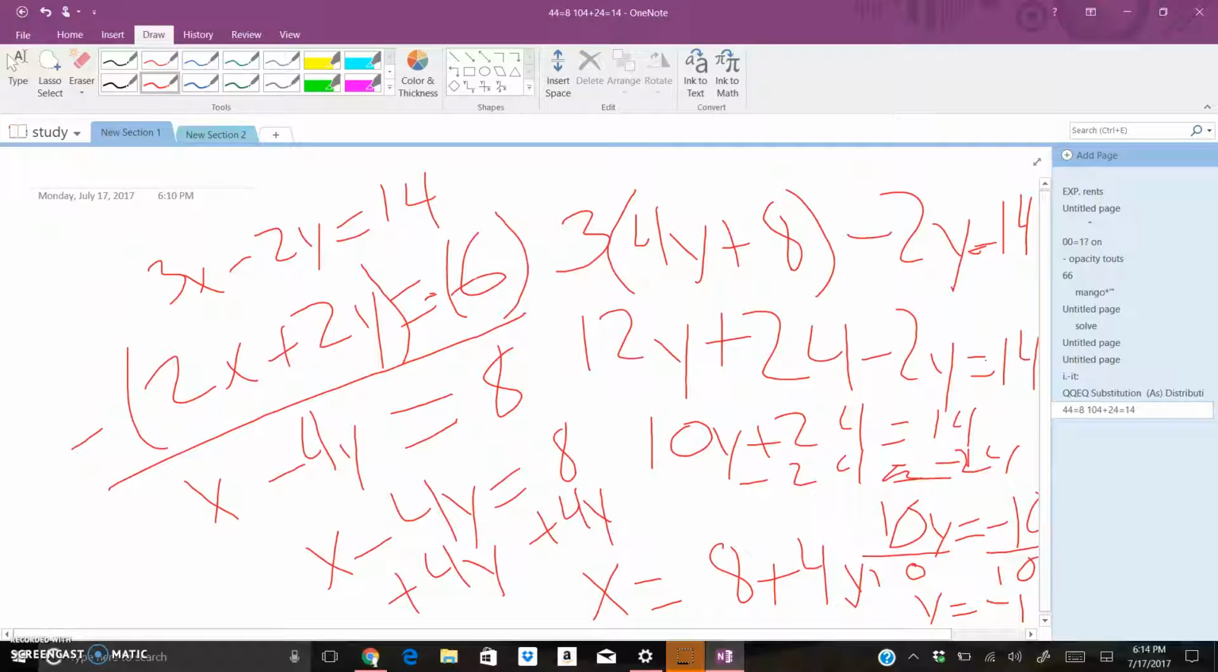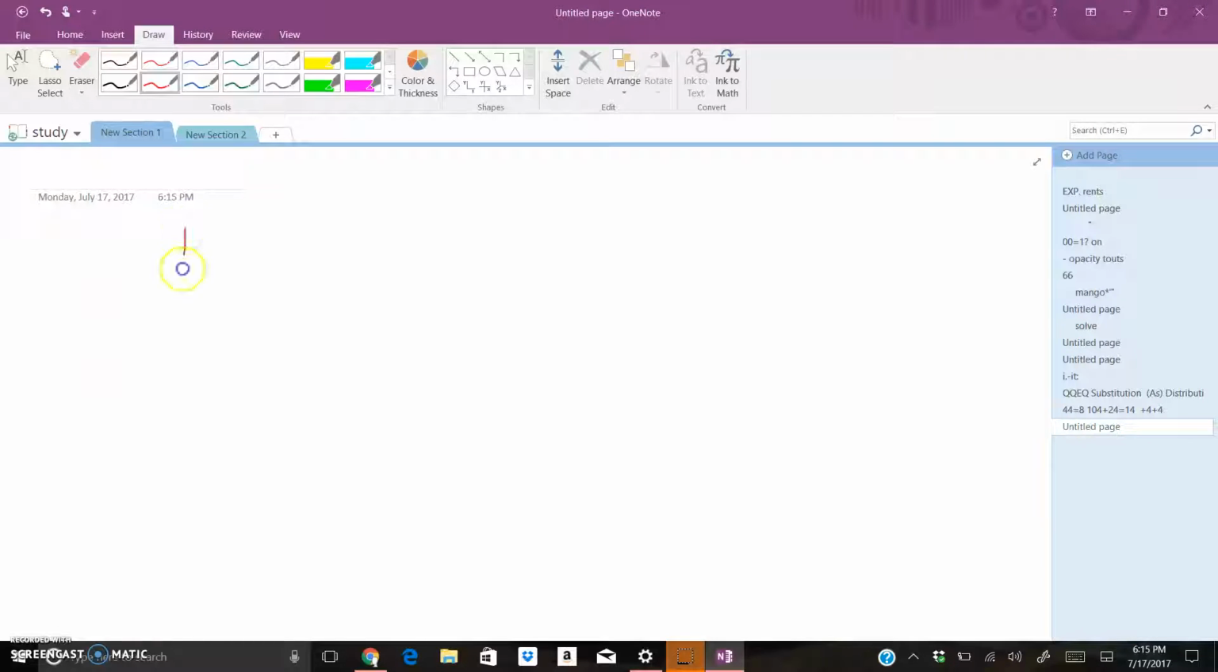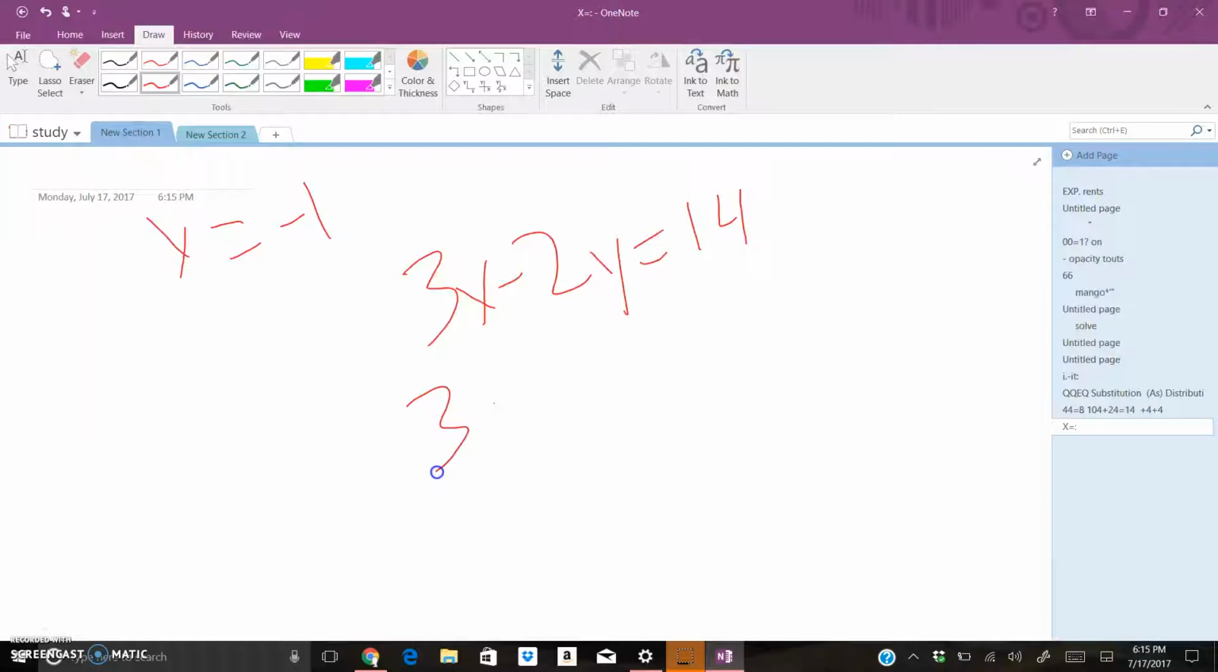So we have just found out what y is, but do you know what x is? No, we don't. So we can just plug it in once again. If 3x minus 2y is equal to 14, make a new page here. y is equal to negative 1, and 3x minus 2y is equal to 14. Substitute the value for y, and you get 3x minus 2 times negative 1 is equal to 14. I just substituted.